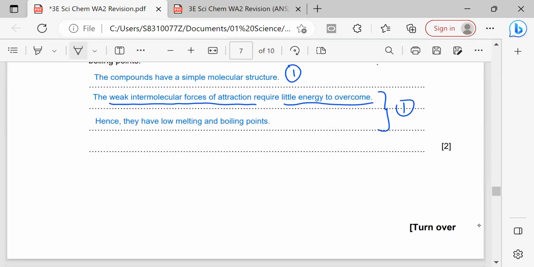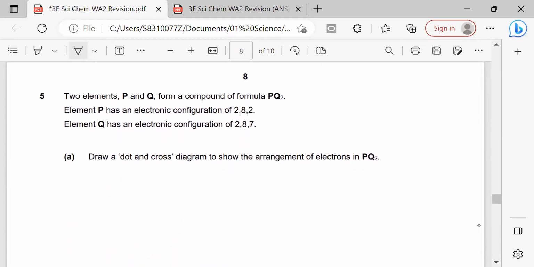Now in question 5, you have got 2 elements here, P and Q, and together they form this compound of a formula PQ2. You are told that elements P and Q have electronic configurations shown respectively, and take note of the number of valence electrons, because this tells you that P is a metal, whereas Q is a non-metal based on the number of valence electrons. So this is something that you have to recognize, and you have to be very familiar with the electronic configuration as well as the way to identify if they are metals or non-metals.